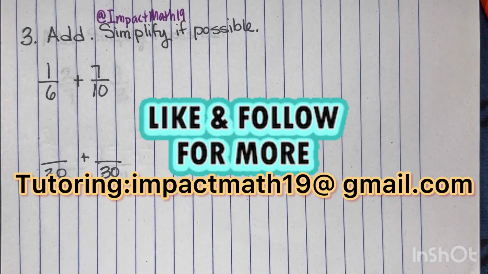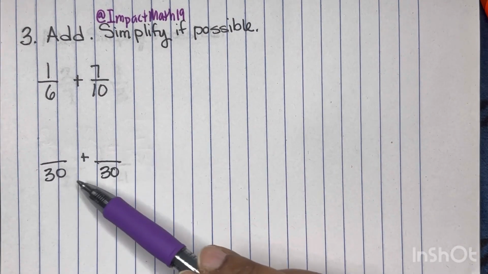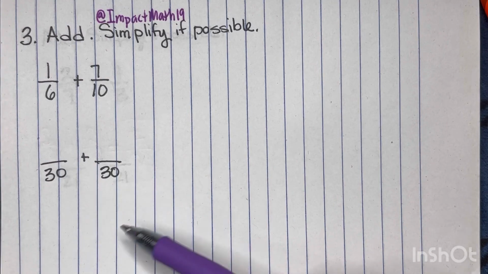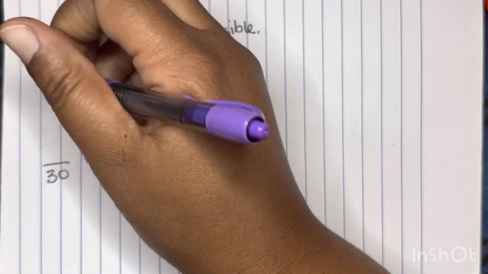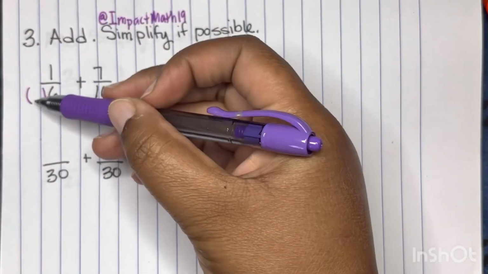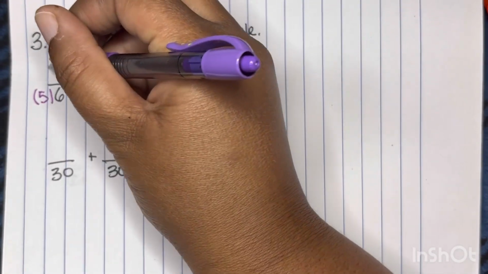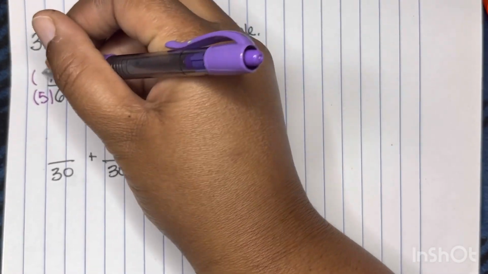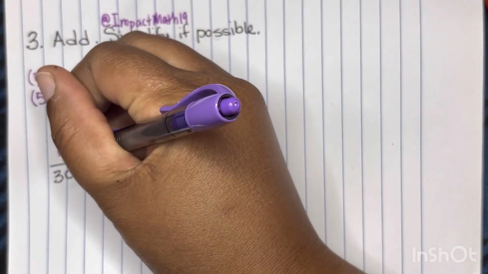Add and simplify if possible. So we're given 1/6 plus 7/10. They told us that our common denominator would be 30. So we're going to ask ourselves 6 times what number can we multiply by to get us 30? Well, 5 times 6 gets us 30. And what we do to the bottom, we do to the top. So 5 times 1 is 5.